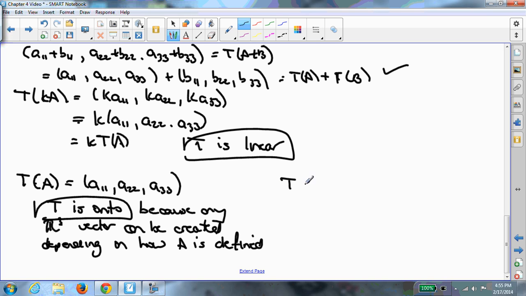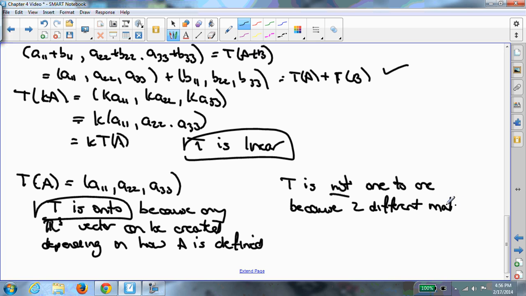T is not one-to-one because two different matrices could have the same diagonal elements. So hopefully that gives you an idea of how to find onto, one-to-one, and to justify if something is linear.